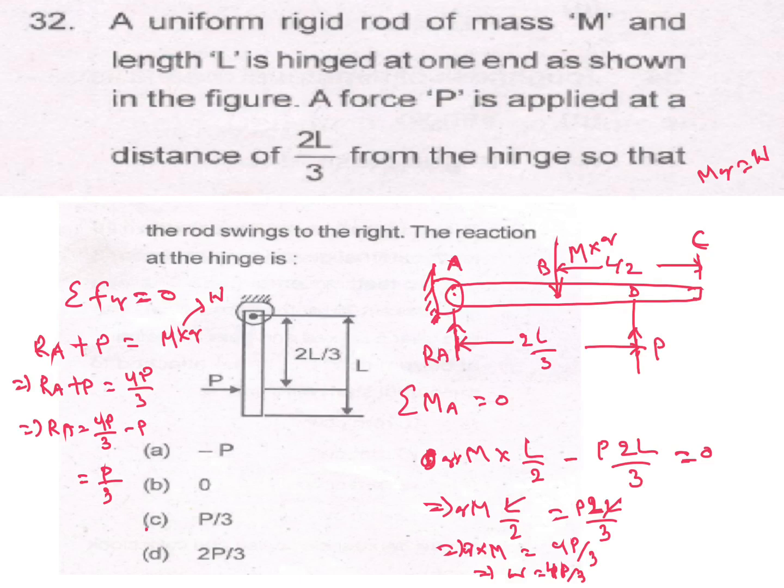In the horizontal direction there is no force, so the reaction force RA along the horizontal direction is 0.